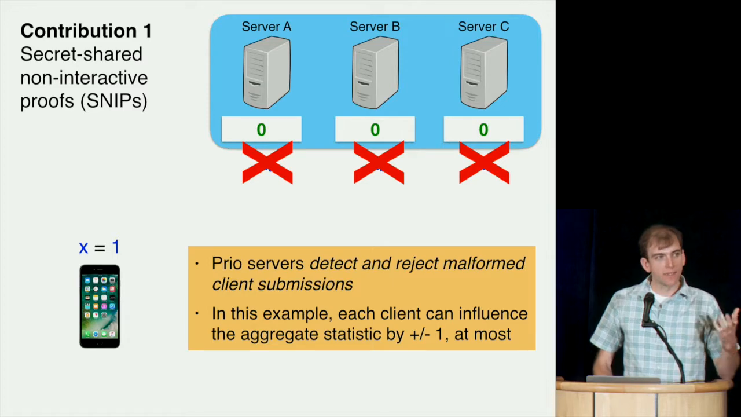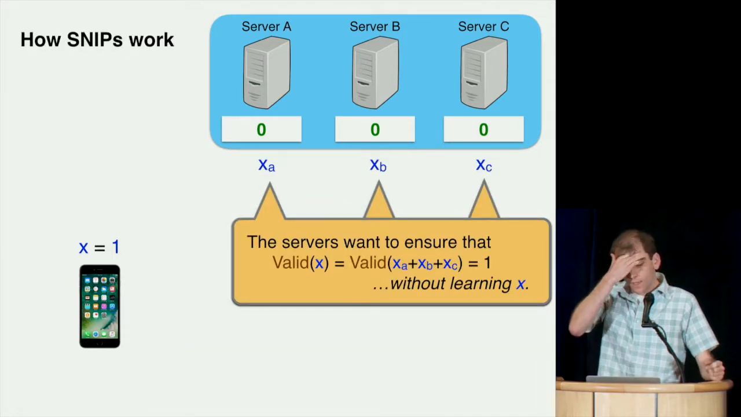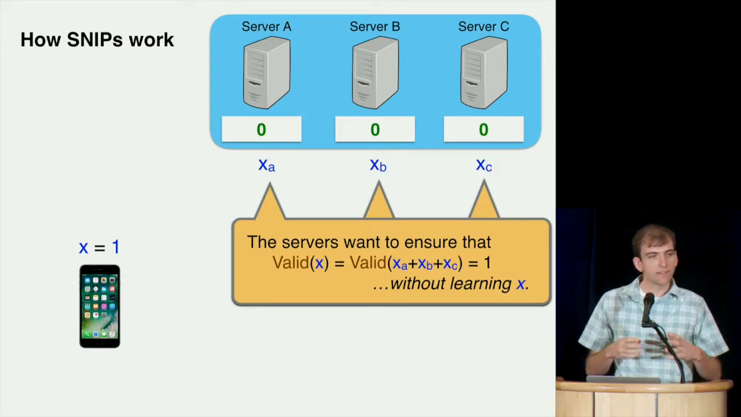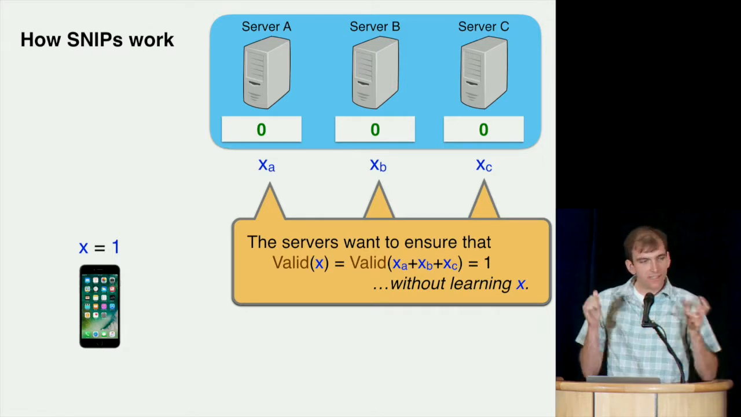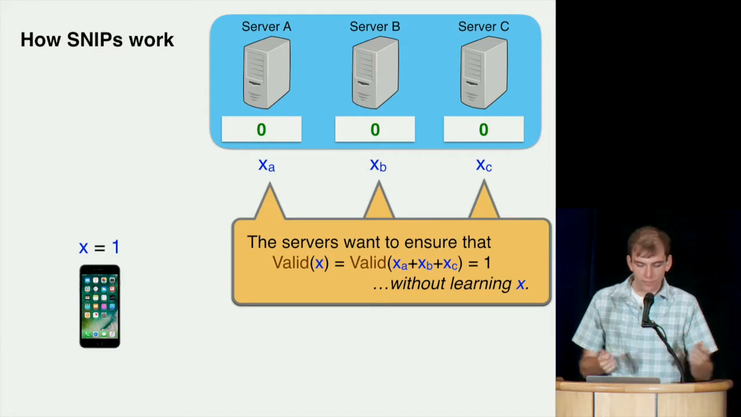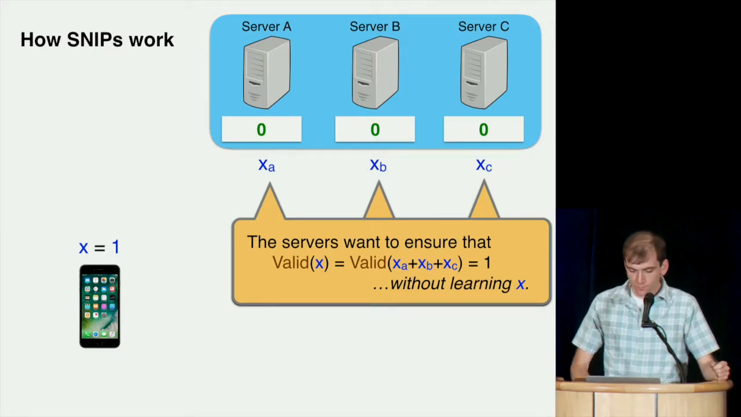Let me try to explain a little bit how we actually implement this. Again, just to summarize the goal of these SNIP proofs: the servers have this valid predicate and they have shares of X, and they want to check that if they added up their shares, it would sum up to something that satisfies this predicate. And they want to do this without actually learning what X is.